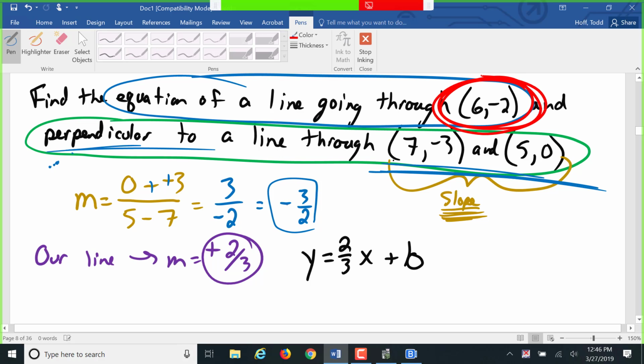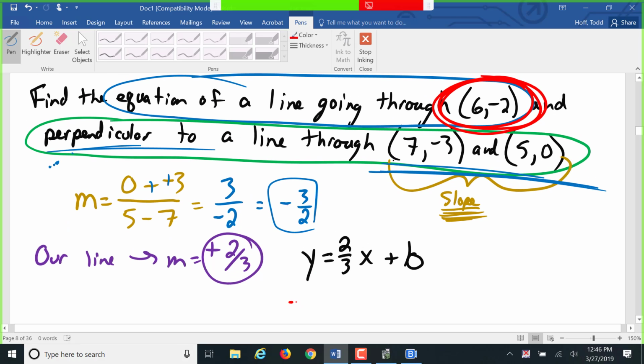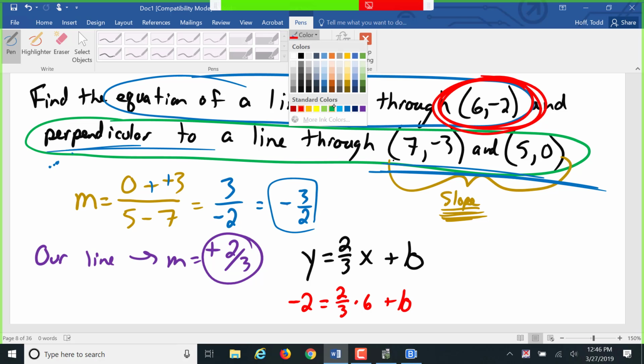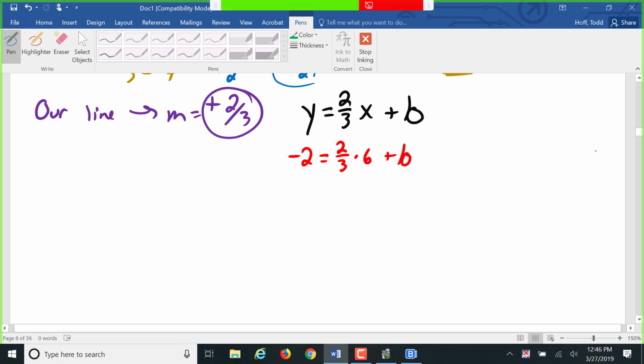Since it wasn't 0 for x, we can't just take the y-coordinate as our y-intercept, but we can still use that point to find our y-intercept. Since it is 6, negative 2, we can put negative 2 in for y and 6 in for x. And we'll solve for that y-intercept.